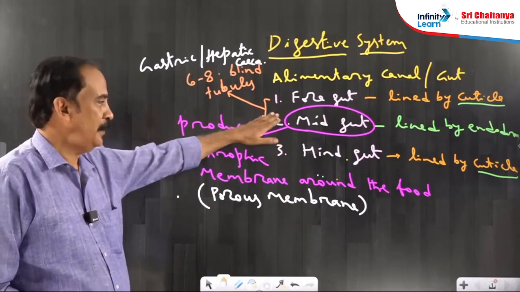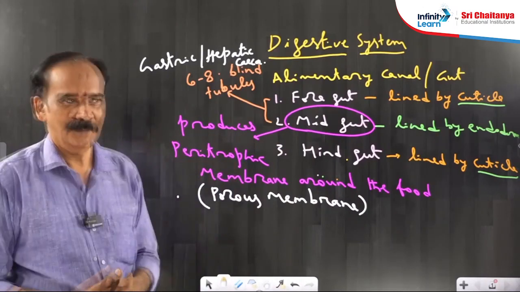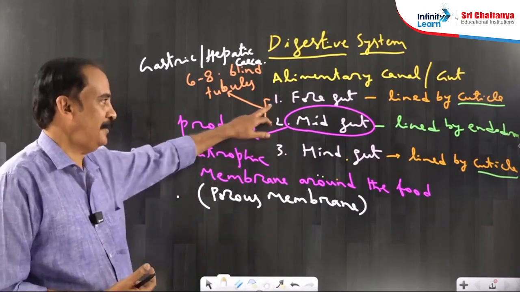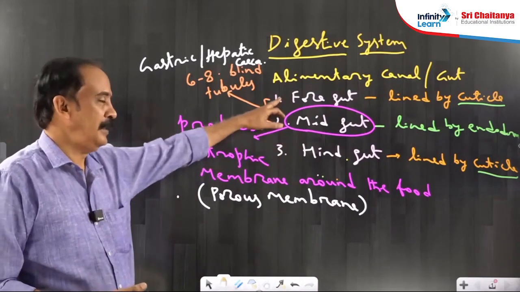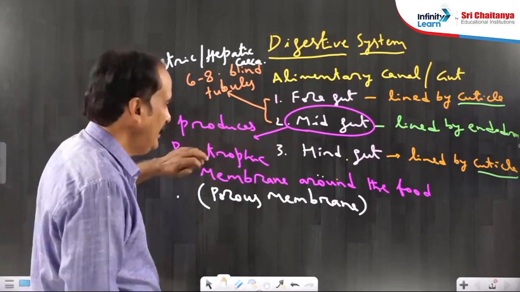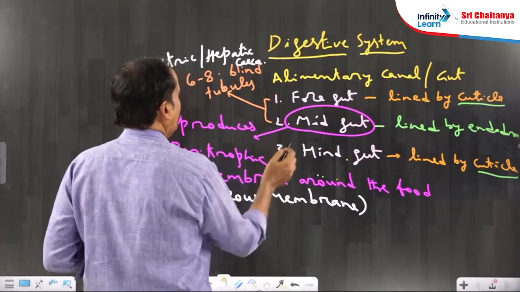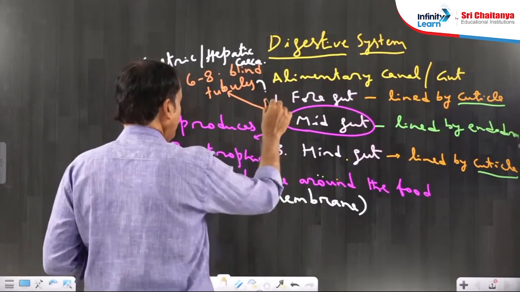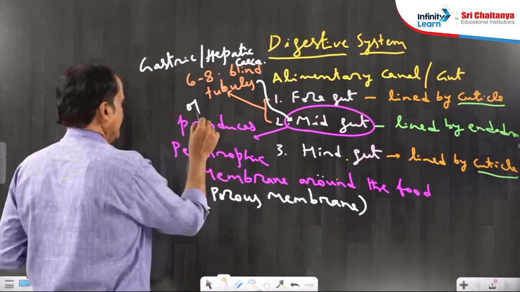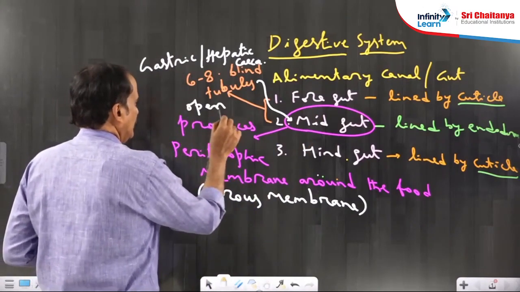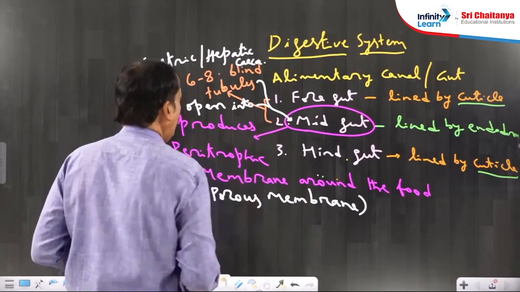Now where do they open? Do they open into foregut or do they open into midgut? They are present at the junction of foregut and midgut, fine. But where do they open? They actually open into midgut. These hepatic caeca will be opening into midgut. So the digestive secretions are released into the midgut.